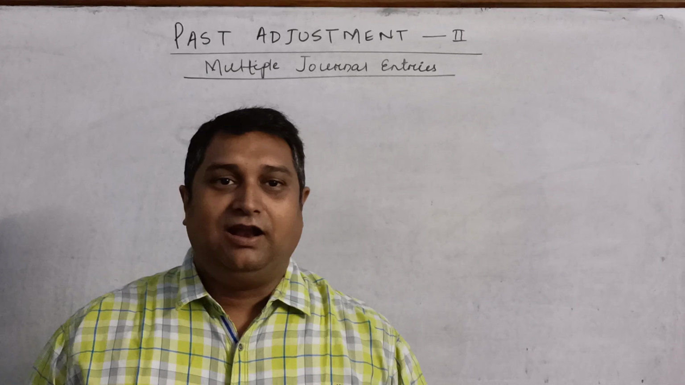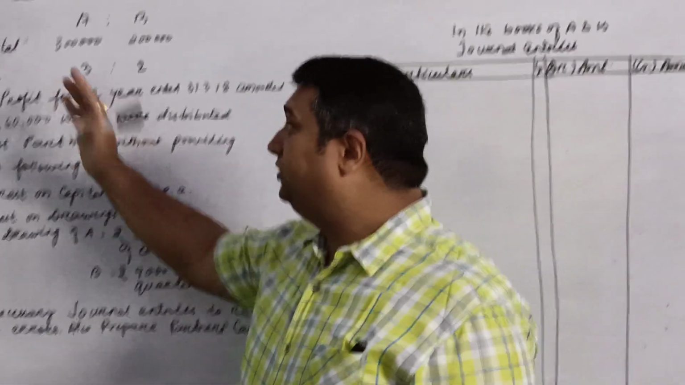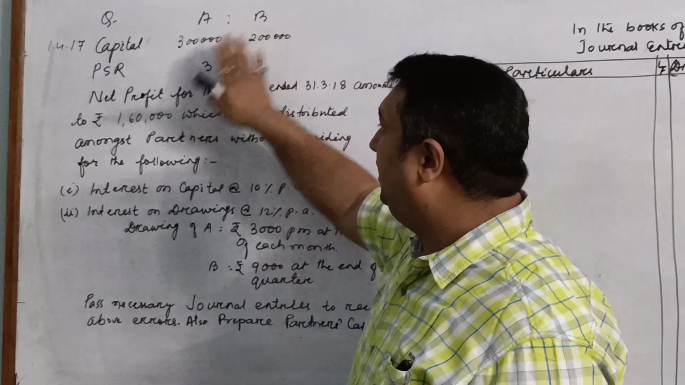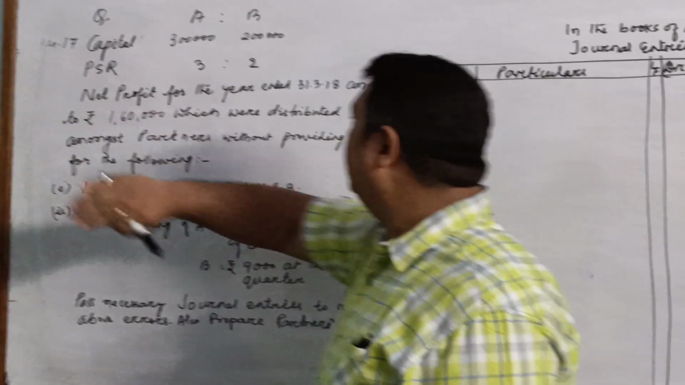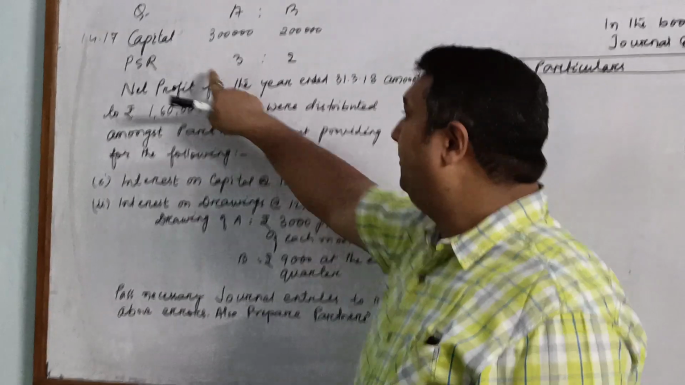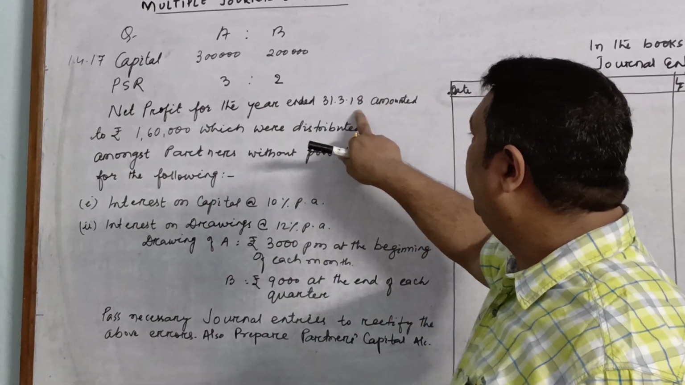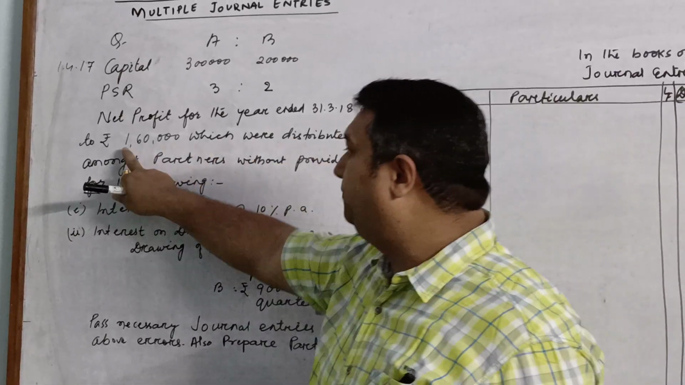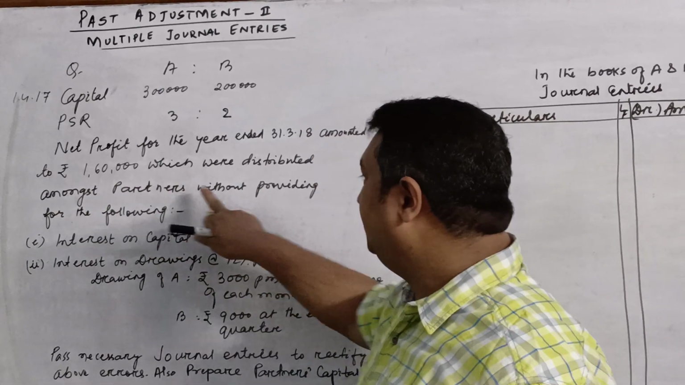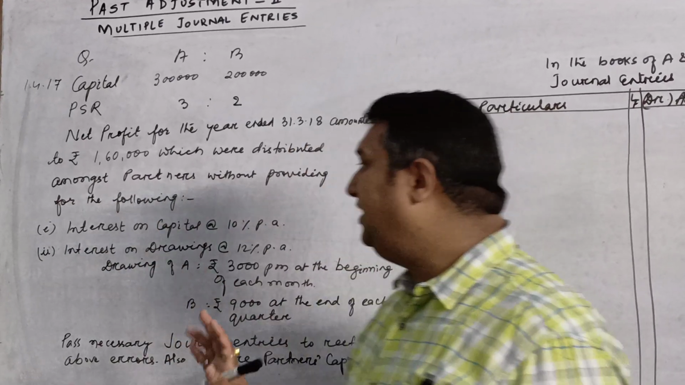Now we can understand this concept with the help of an example. This is the question, children. There are two partners A and B whose capitals on 1st April 2017 amounted to rupees 3 lakhs and 2 lakhs respectively. Their profit sharing ratio is 3:2. Net profit for the year ended 31st March 2018 amounted to rupees 1,60,000, which was distributed amongst partners without providing for the following. Now, what all things have not been done?